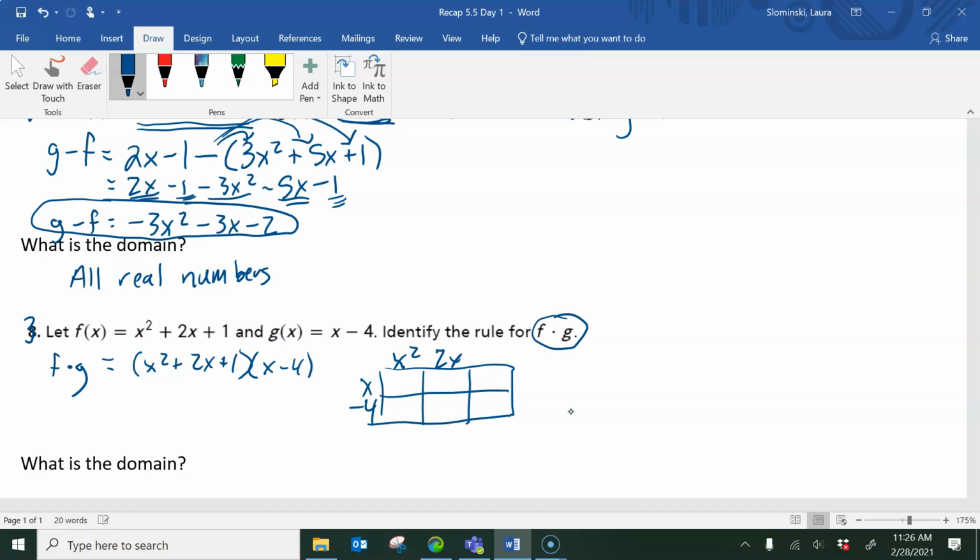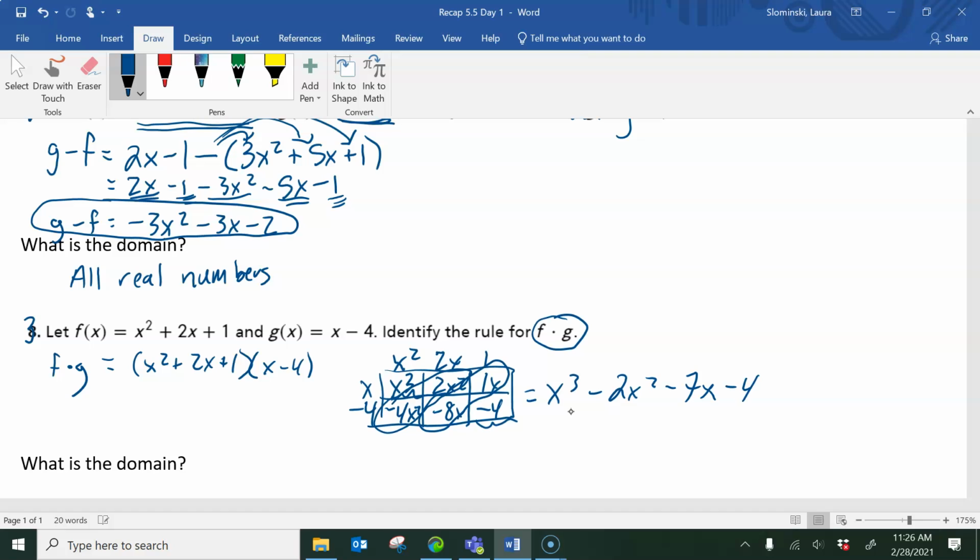x squared, 2x, and 1. Okay, length times width is x cubed. This gives me 2x squared, 1x. This gives me negative 4x squared, negative 8x, and negative 4. And when we use this box method, then we combine like terms of the boxes. I get x cubed. These diagonals add together. I get minus 2x squared, minus 7x, and minus 4.